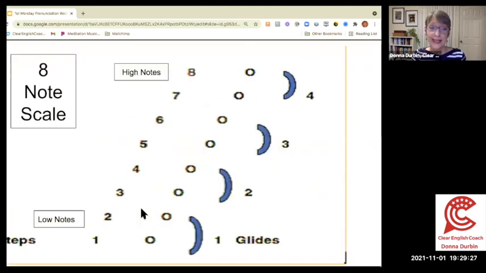So let's look at the 8-note scale. In English, we use the 8-note C scale, C major scale. So the notes are a single step. 1, 2, 3, 4, 5, 6, 7, 8. And glides are the notes that go together. 1, 2, 3, 4, 4, 3, 2, 1. We use steps and we use glides.